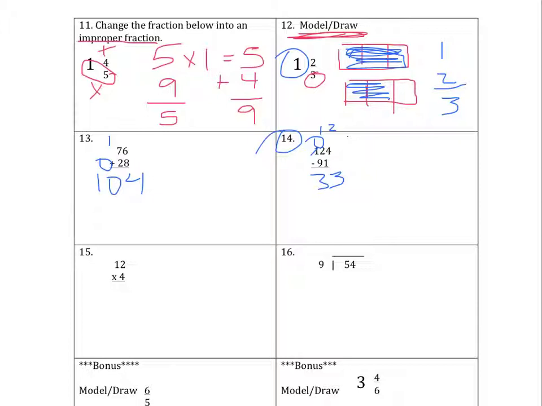Okay, on this one, 12 times 4. 4 times 2 is 8. 4 times 1 is 4. Okay, on this one a lot of people got wrong. This one is a division symbol. Okay, so when you plug this on the calculator, you need to do 54, or 5 and 4, divided by 9. Okay, so 54 divided by 9 is 6.